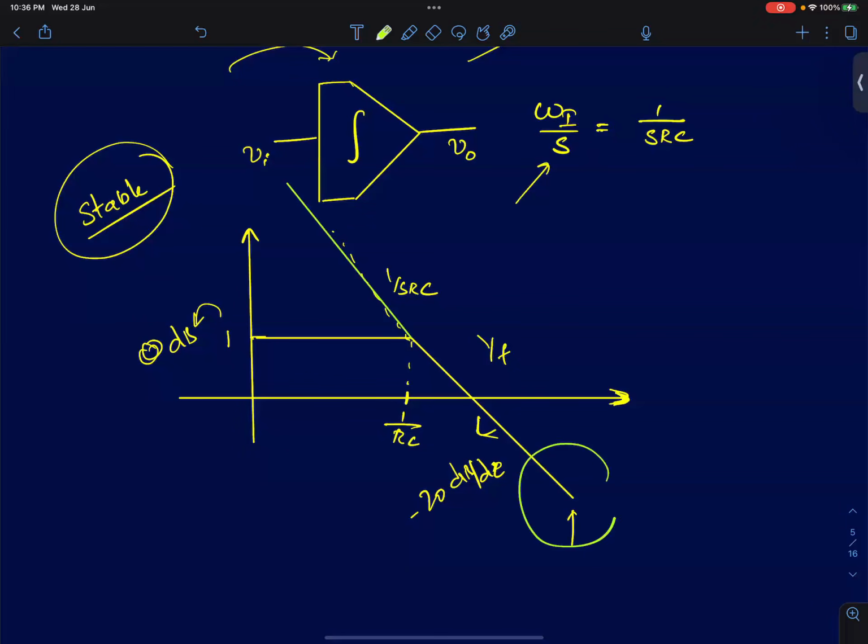Here, this is the high frequency response and this is the low frequency response. They both look very different at lower frequencies, but at high frequencies, they both look exactly the same.